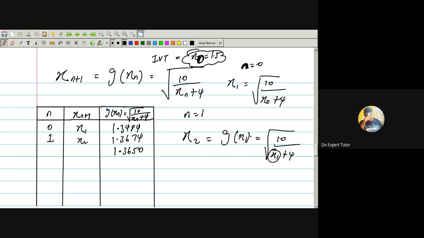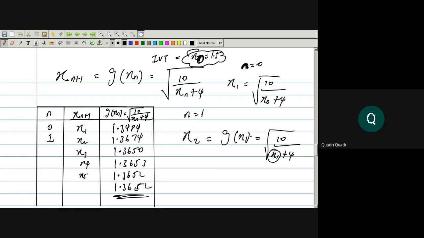1.3650. Yes, equal to answer. What do you have? 1.3653. Equal to answer. Yes, 1.3652. It has not converged. Equal to answer. 1.3652. Do you see that? What do you observe?